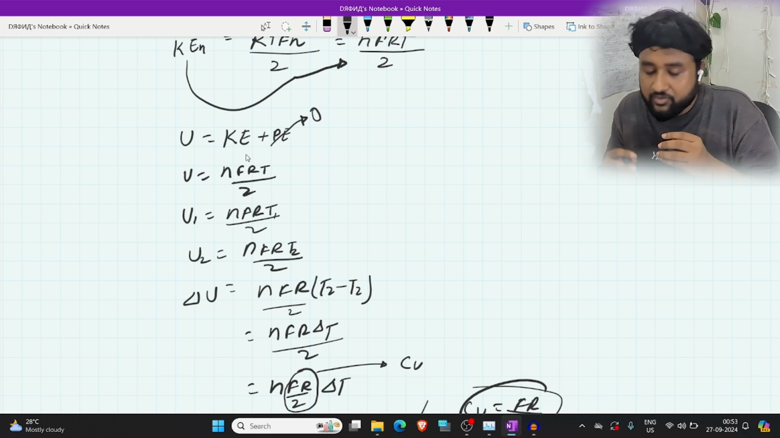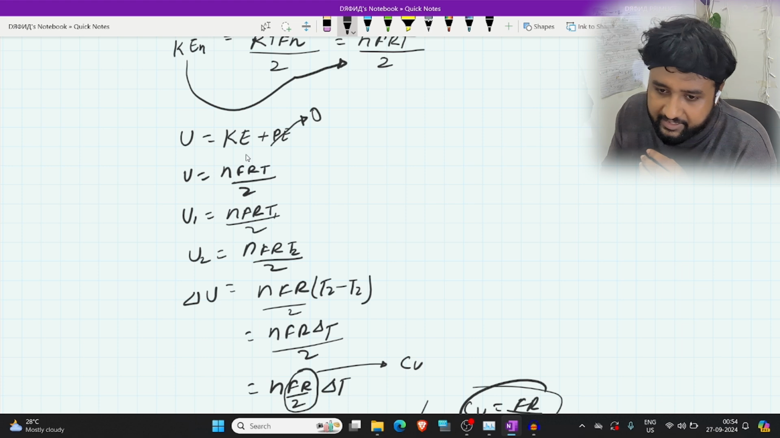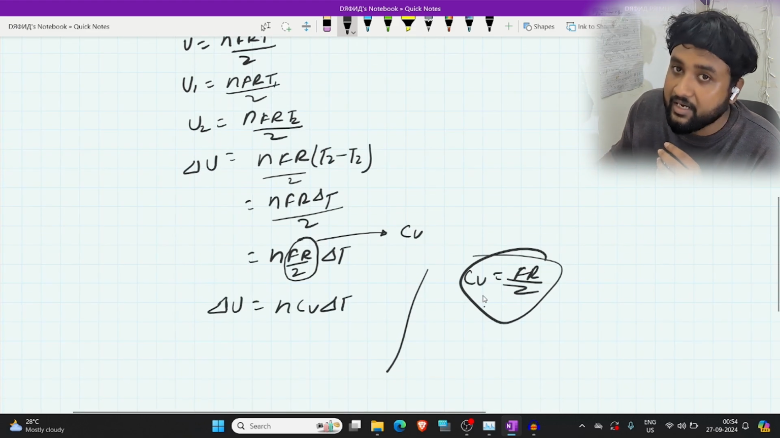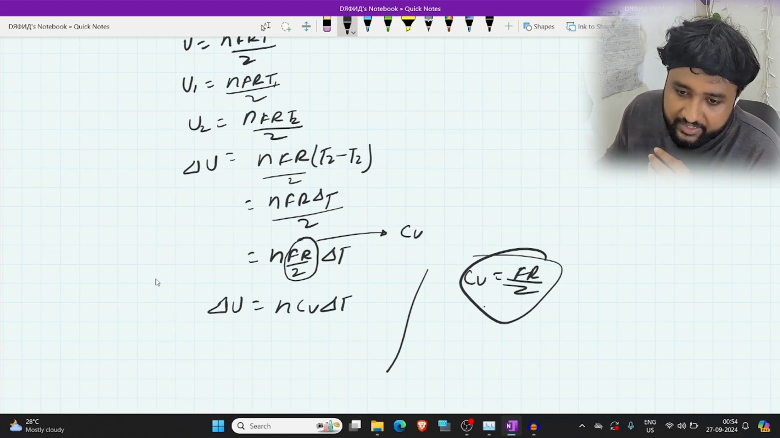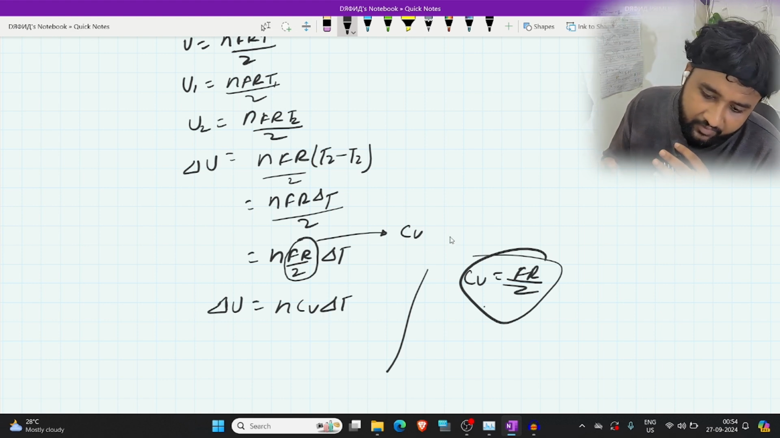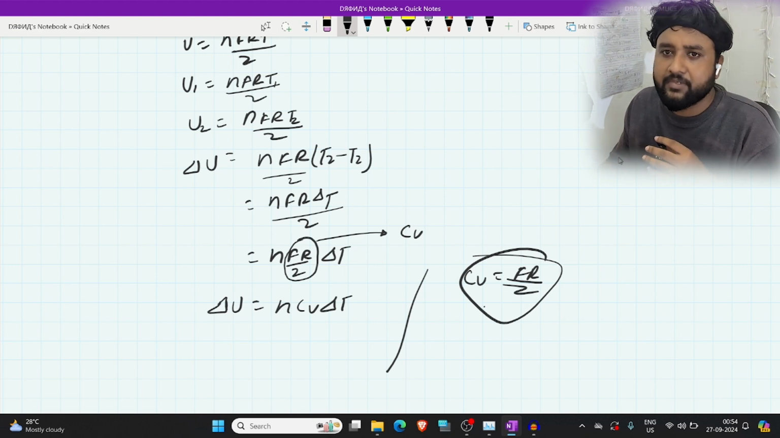So U2 minus U1 is delta U. Similarly, T2 minus T1 is delta T. So delta U is equal to nfR delta T by 2, where fR by 2 is our Cv. So delta U is equal to nCv delta T, and hence proved, from Maxwell's law of equipartition of energy till delta U is equal to nCv delta T.